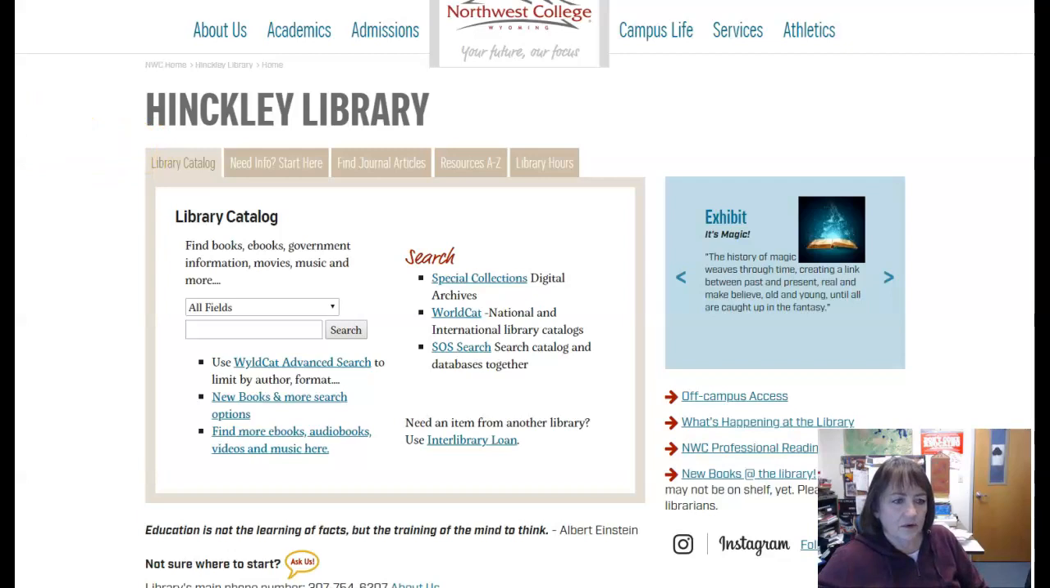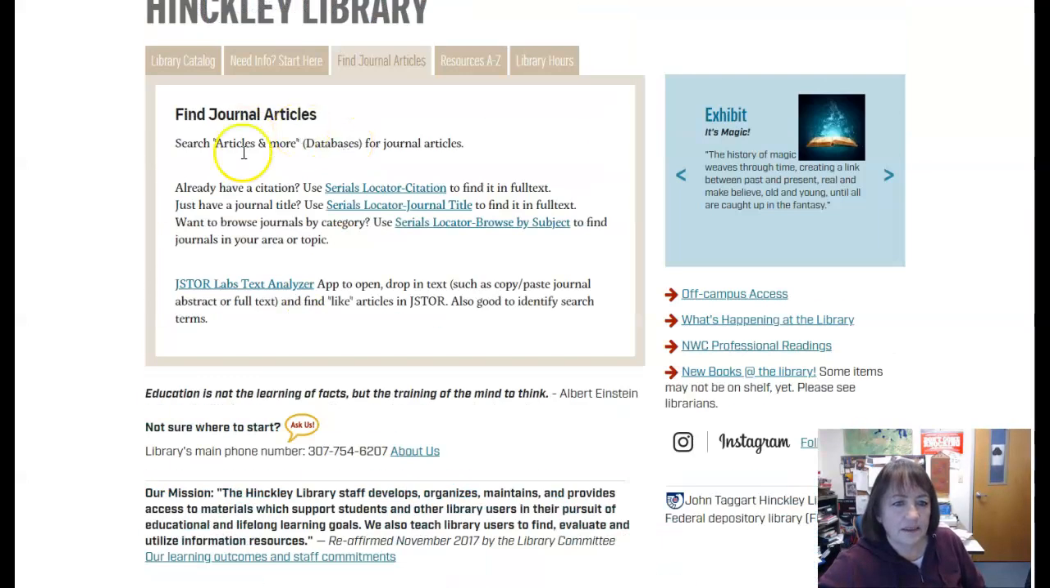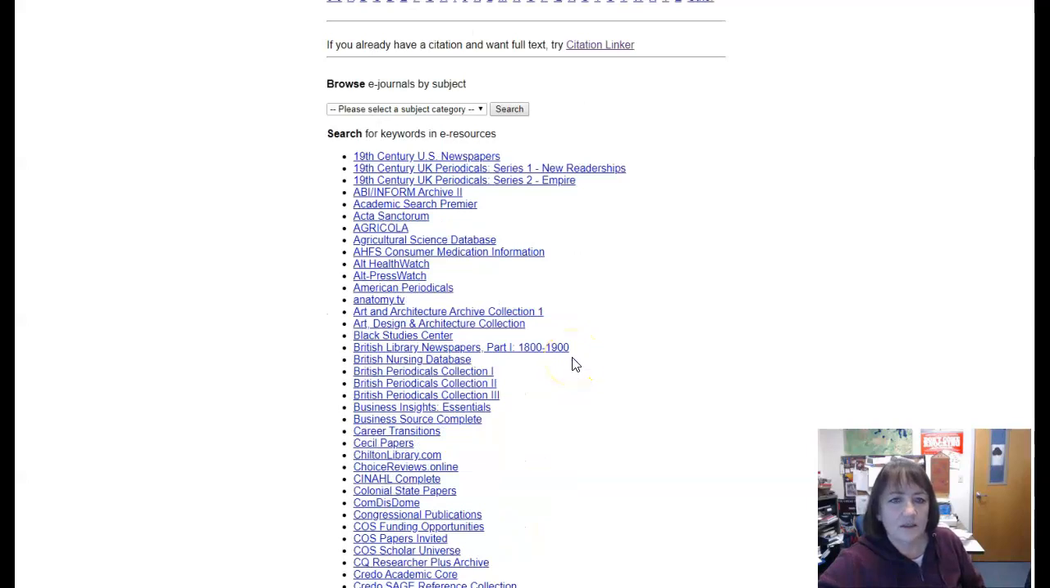Here on Northwest College campus, we have the Hinckley Library, which has an amazing library catalog. You can do a Wildcat Advanced Search, which gives you access to everything in the state of Wyoming, or you can go to special catalogs or to the databases. So if I want to find journal articles, for example, I can search through a serial locator. If I have a citation, I can browse by subjects, and none of these feel as accessible as Google searches, but of course they're scholarly searches.